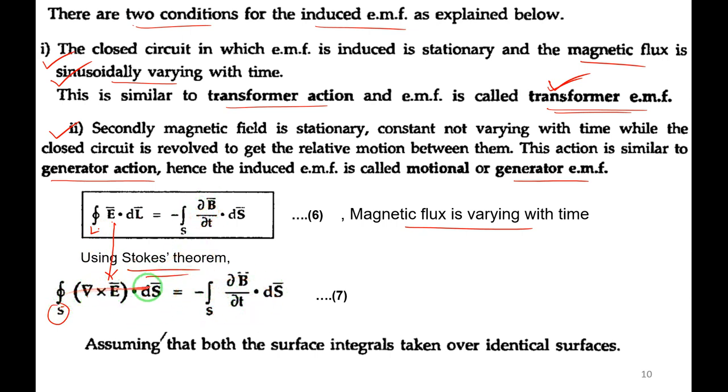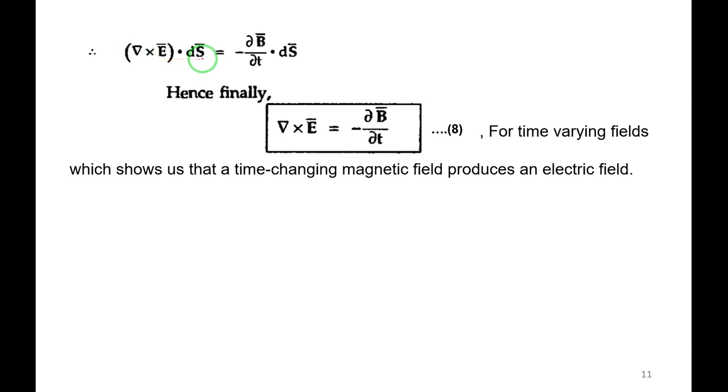Okay. Next, we will assume that both the surface integrals are taken over identical surfaces, right? So we can remove the integration part. So del cross E into ds is equal to minus dou B by dou t into ds, because we are taking the integrals over the same surfaces. Then ds will get cancelled. Finally, the curl of E, del cross E, is equal to minus dou B by dou t.